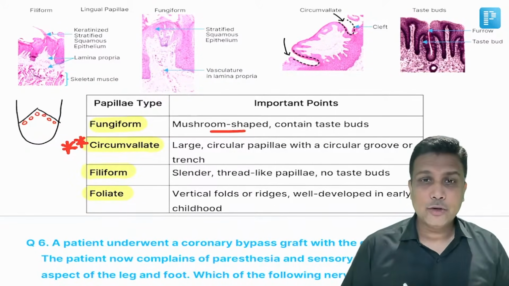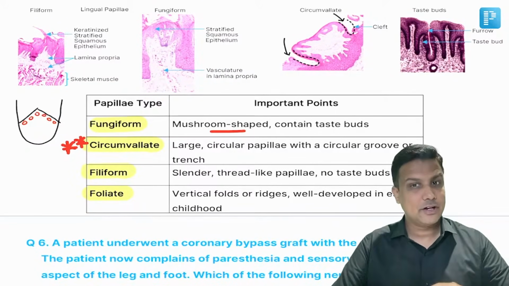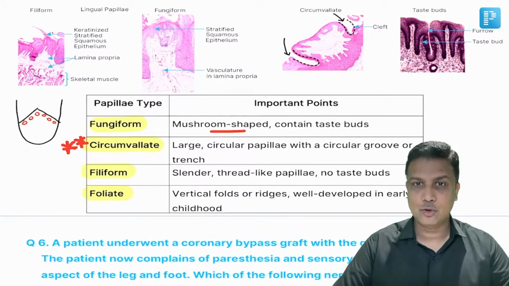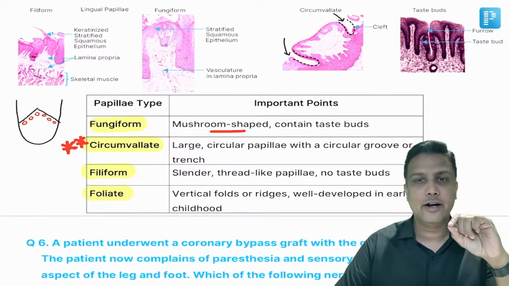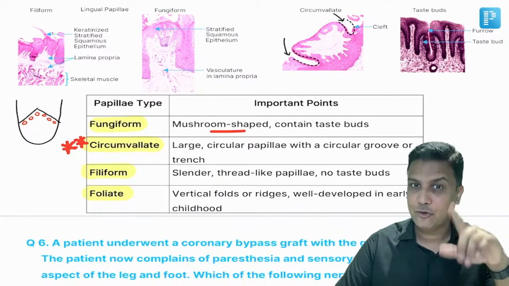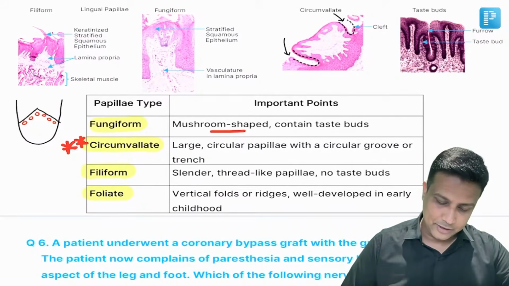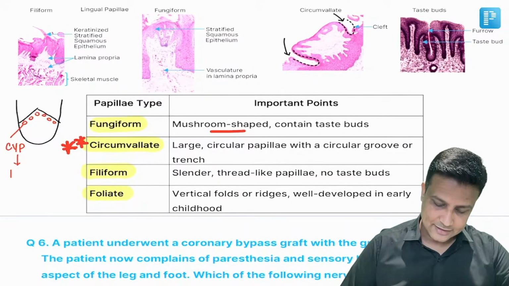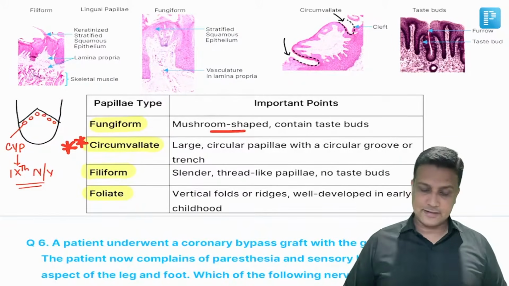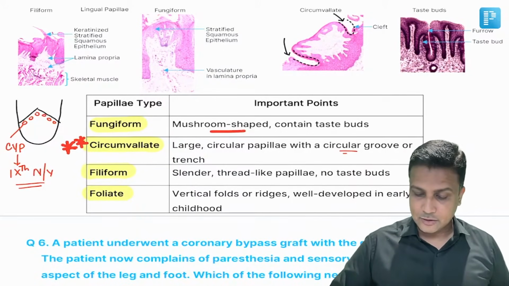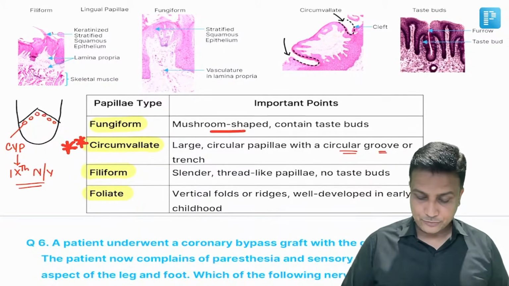And from the anterior 2/3 of the tongue, the taste sensation will be carried by the facial nerve, chorda tympani branch of the facial nerve. Who doesn't know that one? So from the anterior 2/3 of the tongue, taste will be carried by chorda tympani branch of the facial nerve, except for circumvallate papillae. Now remember, even though they are present in the anterior 2/3, from the circumvallate papillae, the taste sensation will be carried by the 9th nerve, the glossopharyngeal nerve, guys. So they are identified by that circular groove, or there is a trench on either side.